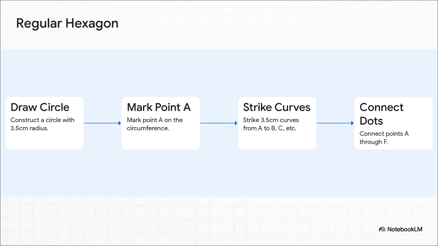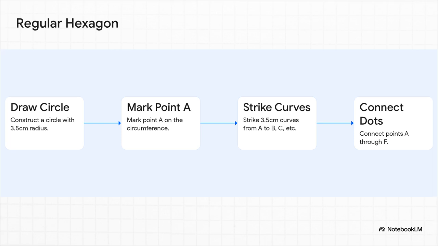All right, let's step it up and construct a regular hexagon with 3.5 centimeter sides. First, draw a complete circle with a 3.5 centimeter radius. Mark any point on the edge and call it A. Keep your compass set to 3.5 centimeters, place the point on A, and strike a curve on the circle's edge to find point B. Now, just move your compass to B and strike the next curve for C. I absolutely love this method, because building a perfect 6-sided hexagon is essentially just walking your compass step by step around the circumference of a circle until you reach point F.